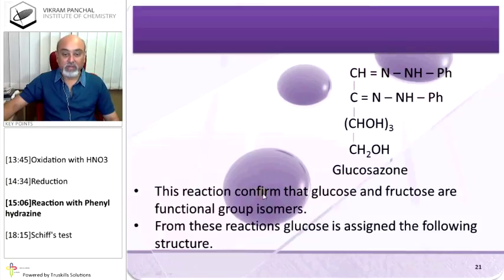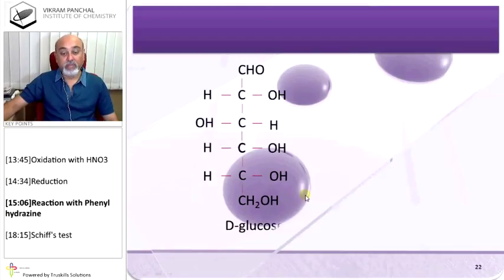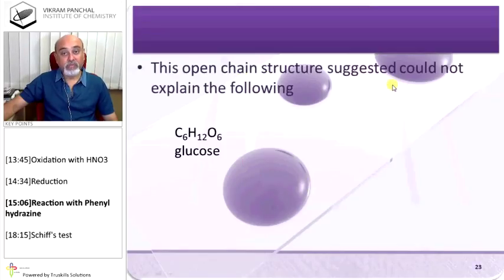This reaction confirms that glucose and fructose are functional group isomers, because the same compound is obtained from fructose also. From these reactions, glucose is assigned the following structure, and this is known as D-glucose. This open chain structure could not explain the following reactions.